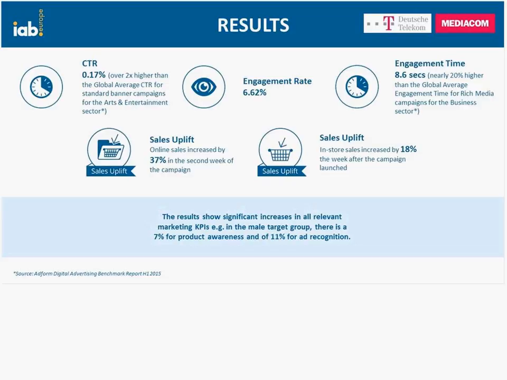All the male target group were also surveyed, and we looked at more traditional marketing KPIs. And for product awareness, we had an increase in this target group of 7% and 11% for ad recognition and brand recognition.